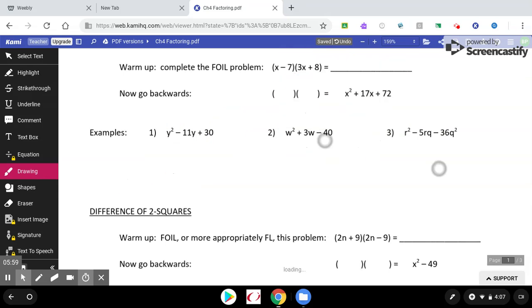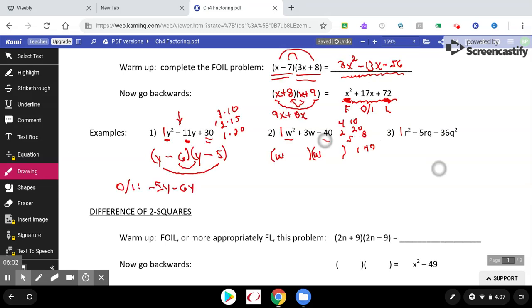I'm supposed to get a negative 40. And if I'm supposed to get a negative number, I got to have a positive times a negative. Well, if I combine those two, a positive and a negative, that means I'm going to have to actually subtract to get the middle guy. So which combination will subtract to give you 3? Well, 10 minus 4 is 6. That's not it. 20 minus 2 is 18. That's not it. 1 and 40 is nowhere close. Well, how about a 5 and an 8?